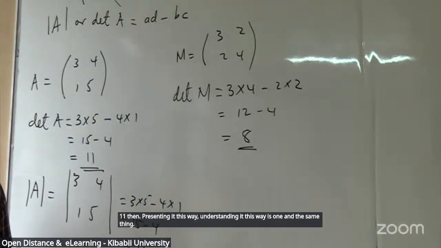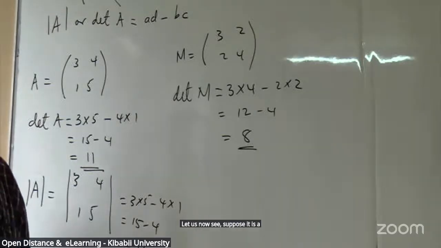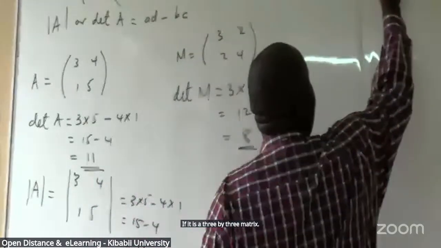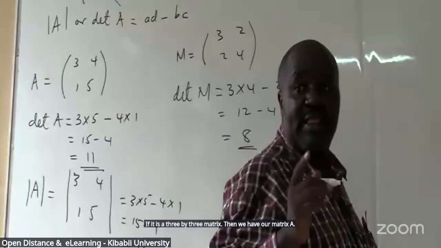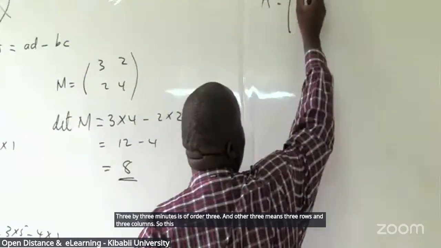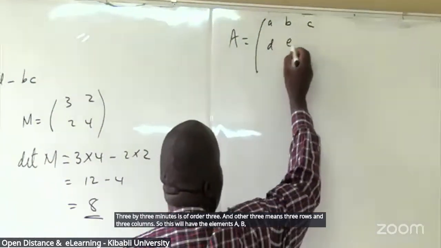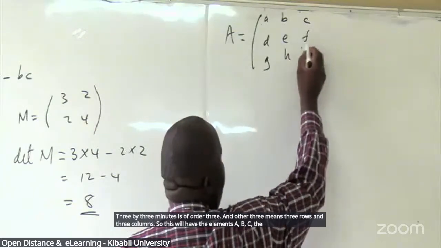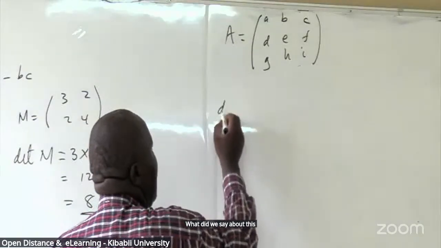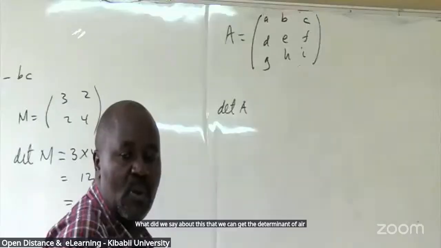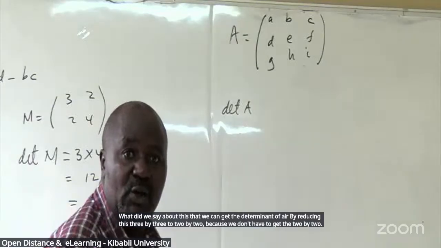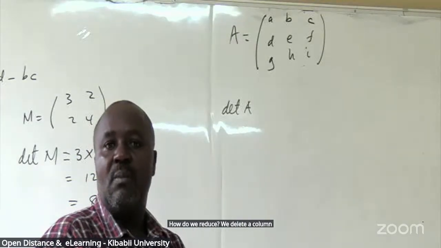Let us now see, suppose it is a 3 by 3 matrix. If it is a 3 by 3 matrix, then we have our matrix A. 3 by 3 means it is of order 3, and order 3 means 3 rows and 3 columns. So this will have the elements A, B, C, D, E, F, G, H, I. What did we say about this? That we can get the determinant of A by reducing this 3 by 3 to 2 by 2, because we know how to get the 2 by 2. How do we reduce? We delete a column and a row.